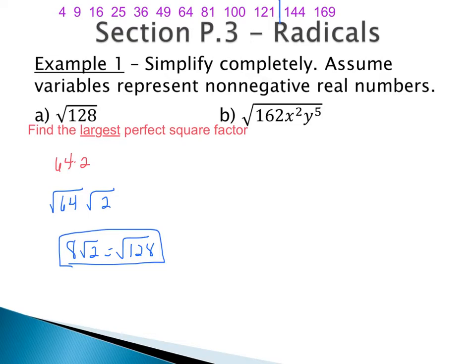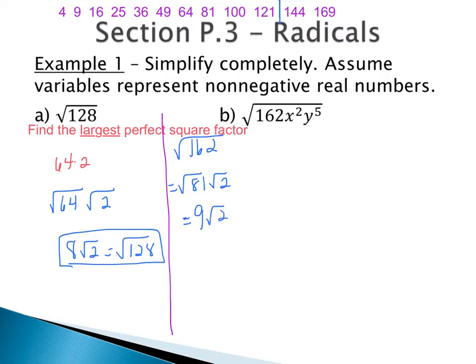So continuing on to part B, we have a few things going on because we have the square root of 162 x squared y to the 5th. Since we haven't talked about exponents yet in variables, I'm going to work through this in a few different pieces. First, just based off of what we just did, I want to figure out what the square root of 162 is. Following the steps that we just took, you can go back up and look at your perfect square list and say, okay, what's my largest perfect square that goes into 162? And that's 81. So I can break down 162 into the square root of 81 and the square root of 2, because then the square root of 81 is just 9.